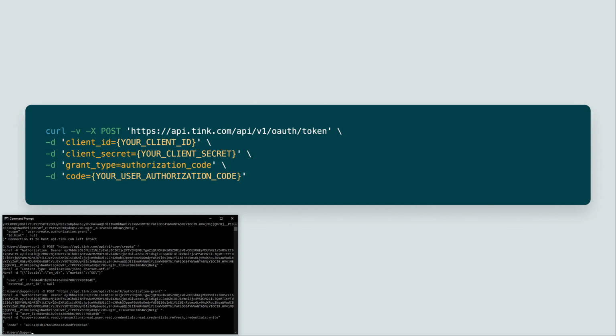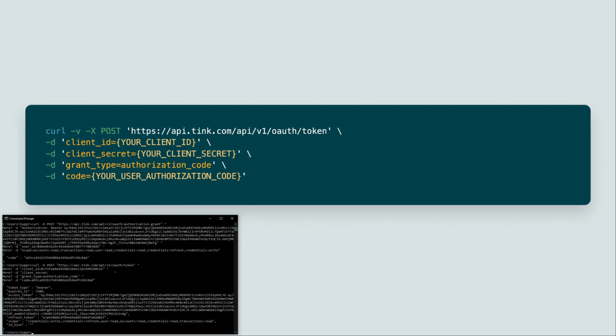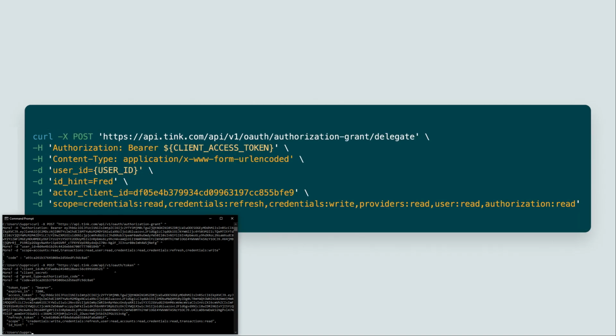Finally, we use the code that we received from the last API call, along with our client ID and client secret, to get our access tokens and refresh tokens for this user. We take this code, along with our client ID and client secret, and we've now been given an access token and refresh token pair. Now we've created our user with the API. We've received our user ID and access tokens.